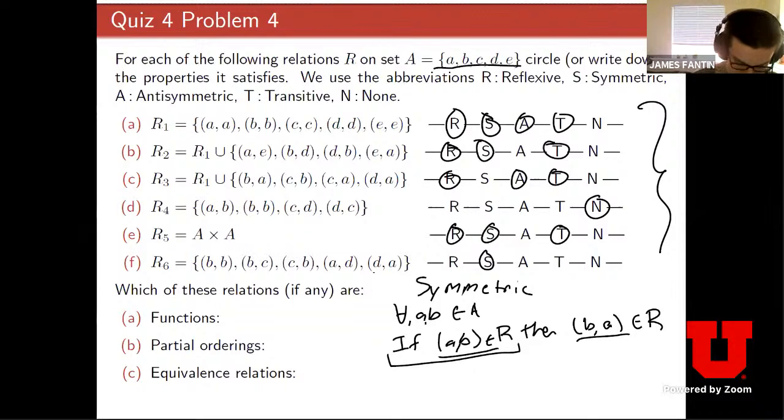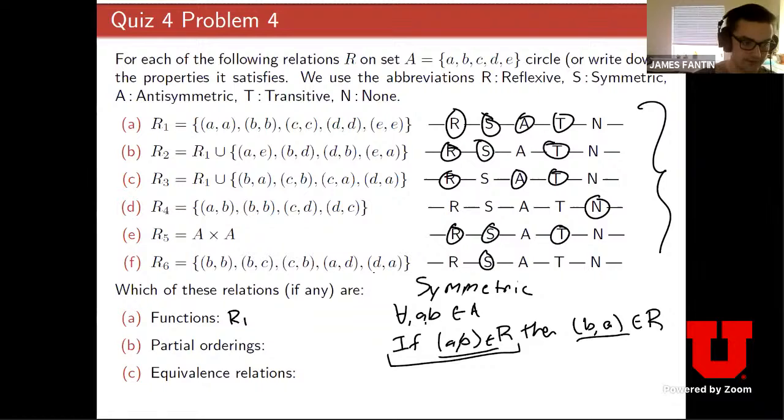Okay, awesome. So now let's go to the second part. So we're supposed to figure out which one of these relations are the following. So which one is a function? Well, for a function, we have to have every element of our domain mapped to one and only one element of the codomain. So what does that mean? Well, that means that A, B, C, D, and E need to be mapped to one and only one place. So that happens in R1. A is mapped to A, B is mapped to B, C is mapped to C, and so on. So R1 is a function.